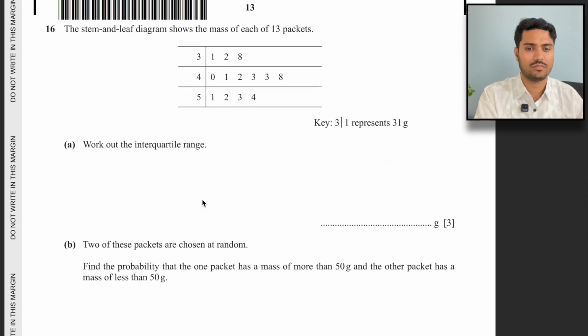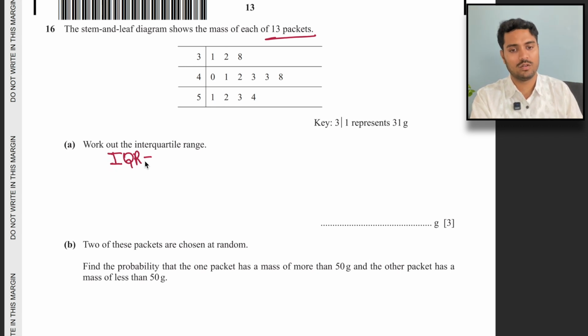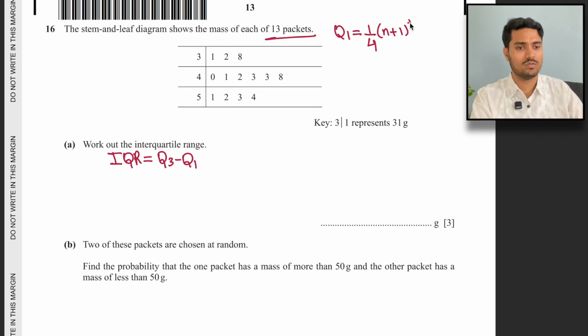Question number 16. Here we have, it says the stem and leaf diagram shows the mass of 13 packets. Work out the IQR. What is IQR? The formula for IQR is Q3 minus Q1. That means we have to find Q1. Q1 is equal to 1/4 of (n plus 1)th. There are a total of 13 packets. So 13 plus 1 is 14, 14 by 4 is 7 by 2, which is 3.5th.